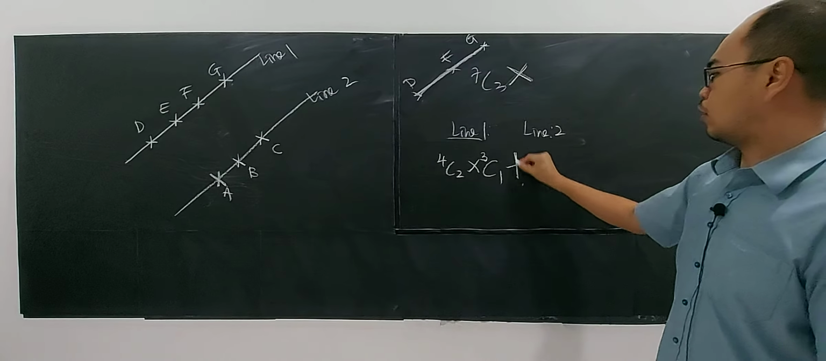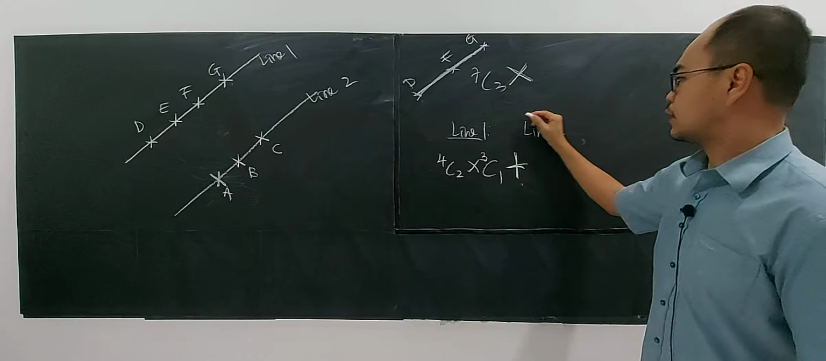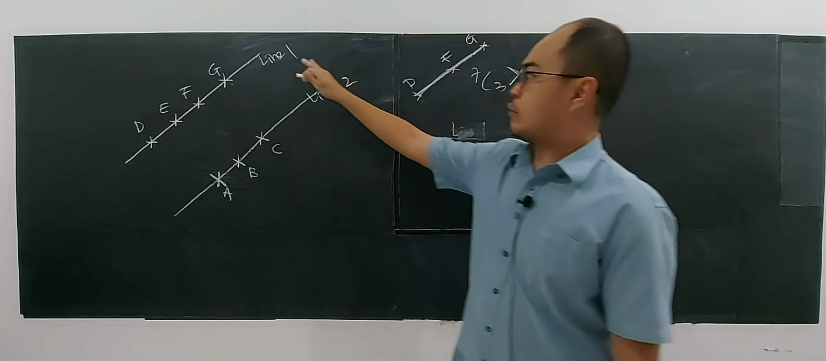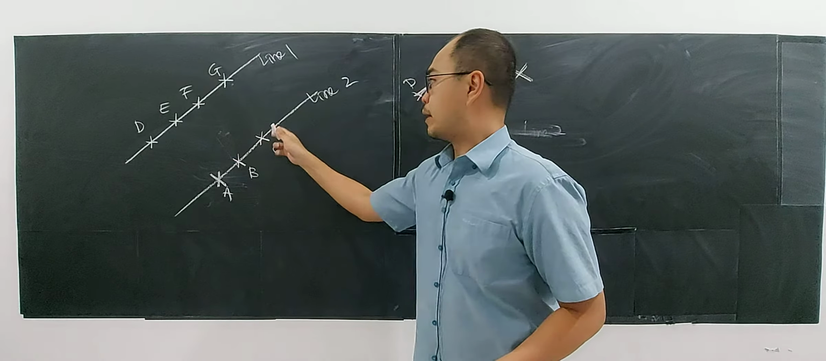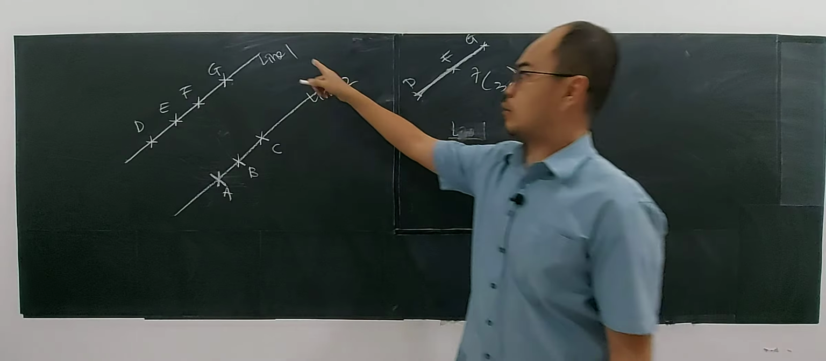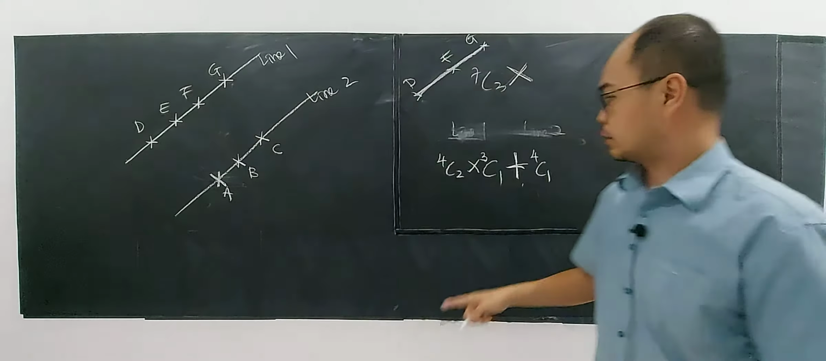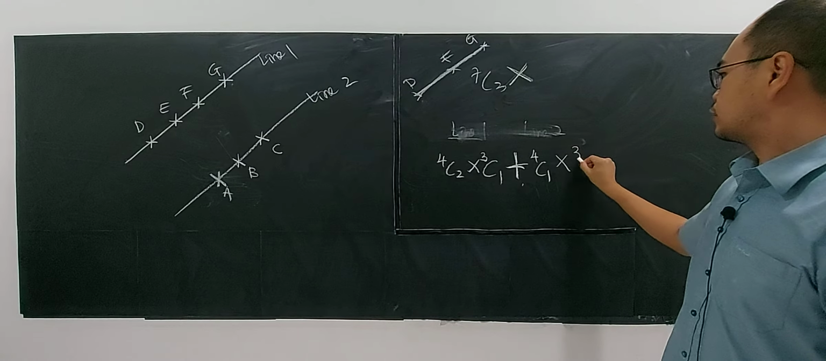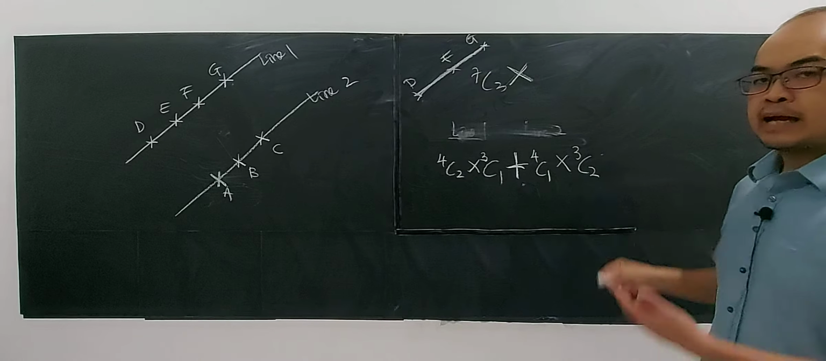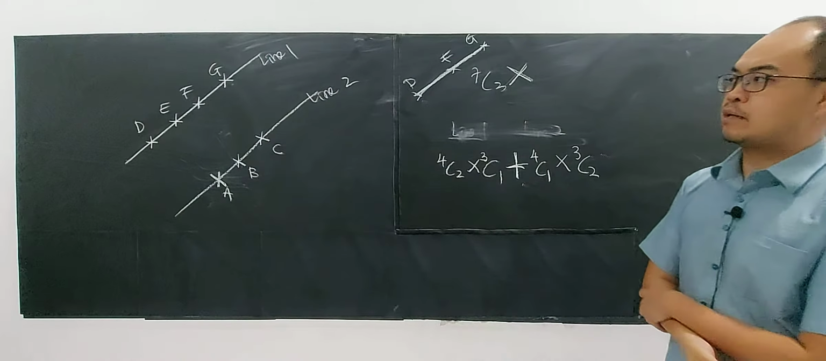Or maybe now a situation is, just now, from line 1 you're choosing 2 points, right? Maybe from line 2, now you're choosing 2 points. But from the first line, you're choosing 1 point only, right? 1 point. And from the 3 points, choosing 2 points, right? Then, is there any more possibility?